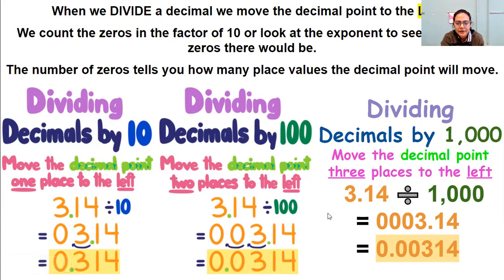When we divide decimals by 10, we move the decimal point 1 place to the left, and you can go back here and remember. When we divide decimals by 100, we move the decimal point 2 places to the left, as we did when we were dividing. And when we divide decimals by 1,000, we move the decimal point 3 places to the left.